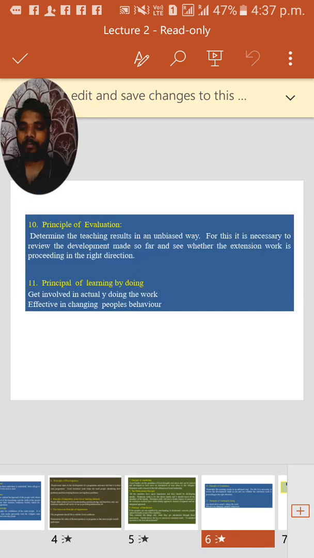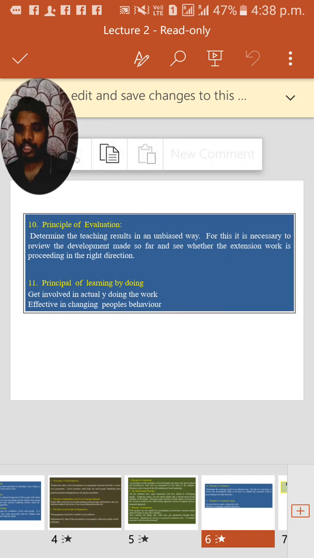Principle of evaluation. Determine the teaching result in an unbiased way. It is necessary to review the development made so far, to see whether extension work is proceeding in the right direction. Without evaluation, we cannot judge what progress is going on, what the current condition is, what the actual conditions are about any scheme, any project, any program. So it has to be evaluated to check the growth, the assessment, the performance. So it needs to be evaluated.